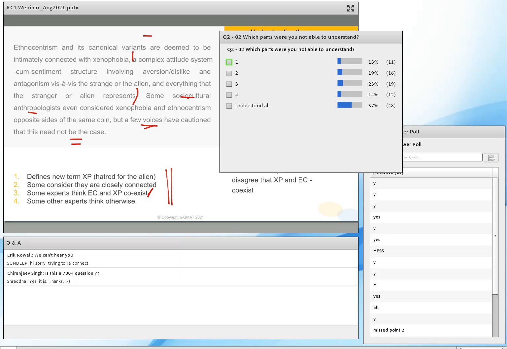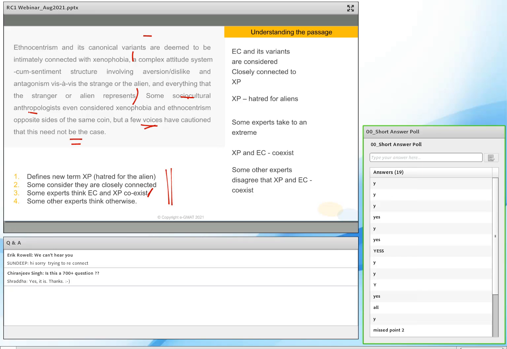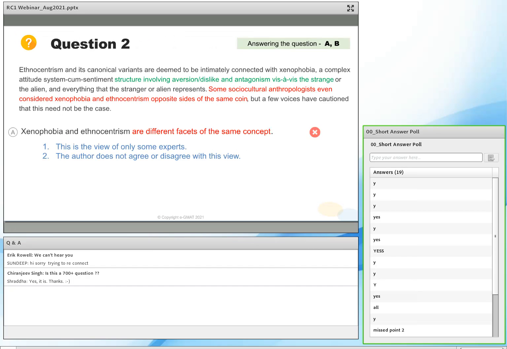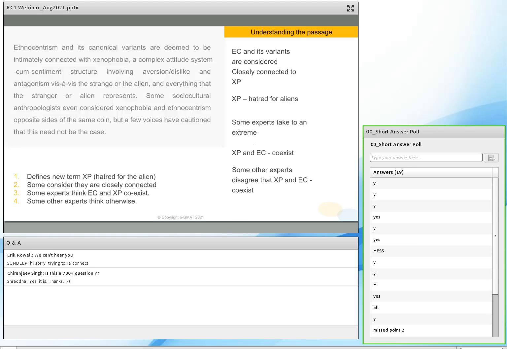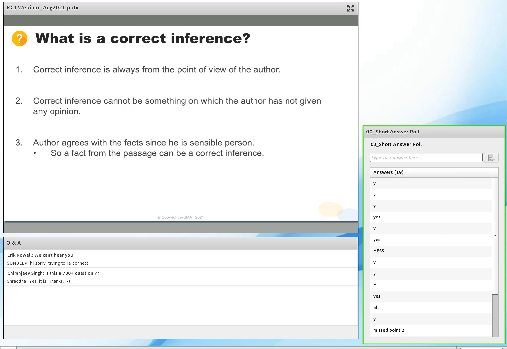If you missed out on one, you did not understand that XP is fundamentally hatred for the alien. If you were not able to get two, you did not figure out it's some people who considered it closely connected, not necessarily the author. If you were not able to get three, you got confused by opposite sides of the same coin and didn't understand the power of that "even." And if you didn't understand four, that's just the last portion that you probably missed out on. So very granular learnings on where you're correct and where you're not correct. The one thing I really want you to take away is how to really extract information by using these strategies.